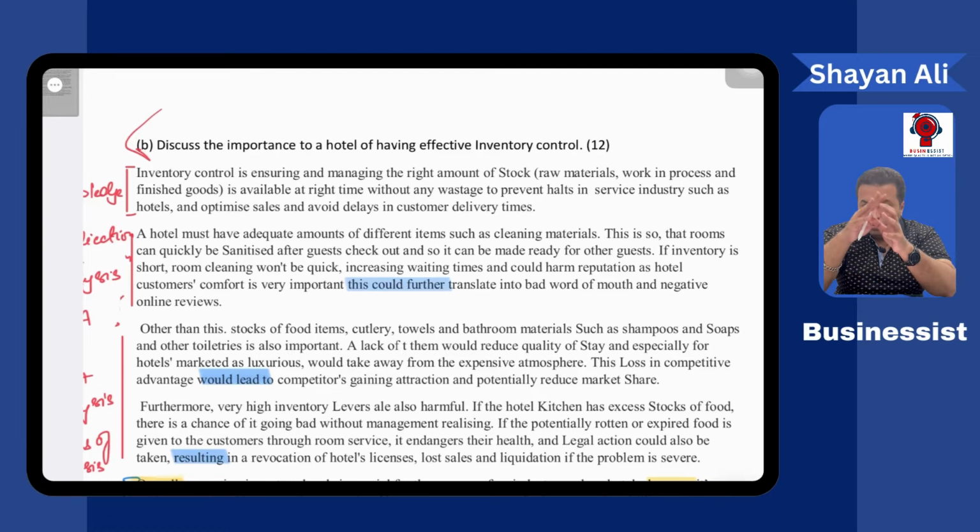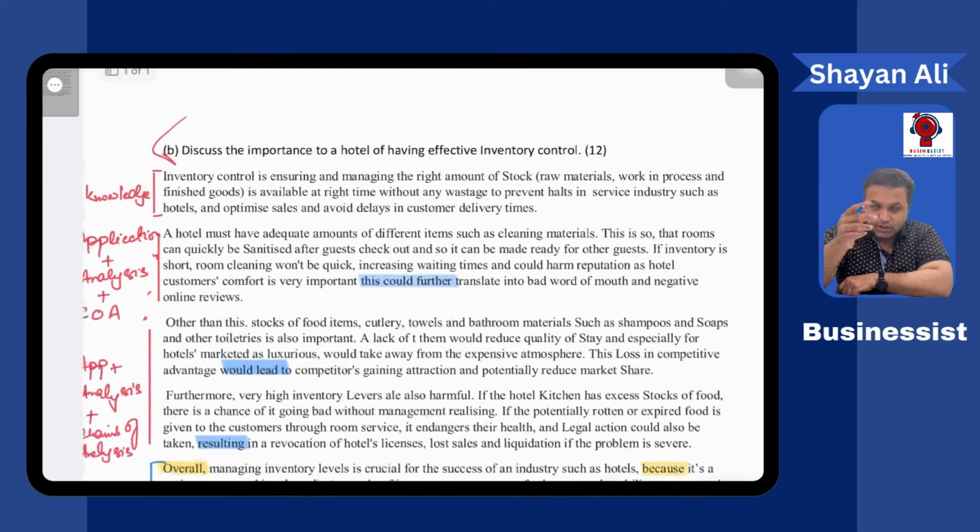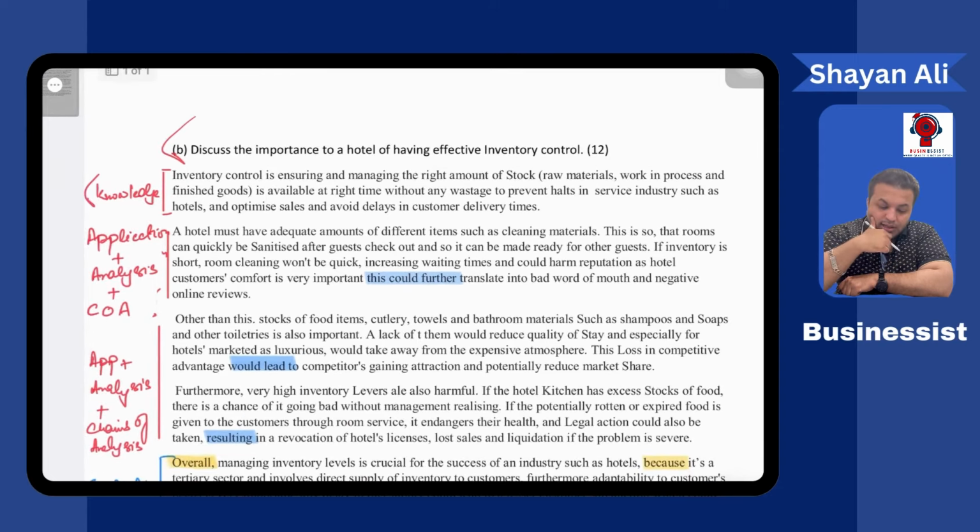Now, the whole answer should be in the context of a hotel. Hotel, but not only hotel: hotel in the context of an effective inventory control. You have to manage inventory. You have to take care of the inventory thing as well. So, as you can see, I have already marked it for you. The first paragraph would be of knowledge. Let's have a quick read at the answer.